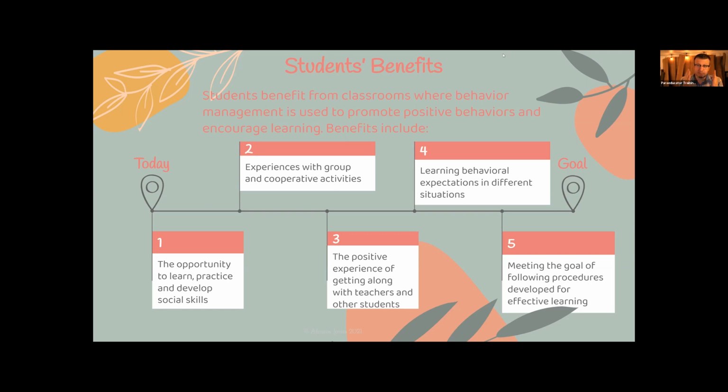Okay, we've got this classroom. Maybe you're in kindergarten and in your classroom you've got a rug, and everybody gathers and sits on the rug at a certain point in the day. And then in first grade, no rug. Huh? What? Where's my rug? What do I do? We need to learn what the expectations are there. Number five, meeting the goal of following procedures developed for effective learning. When students meet goals and we let them know that they meet the goal, and we let them know that was a positive behavior, it encourages them to do the same in the future.